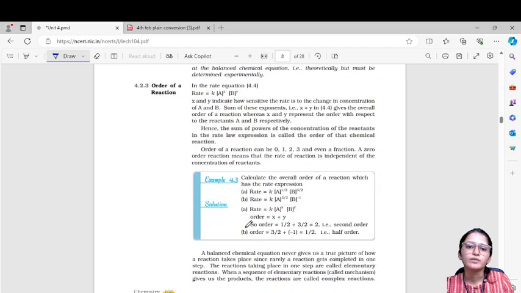Okay, so based on that we have one more term, that is order of a reaction, which is the exponents which we take in the rate law expression. So rate is equal to K, A raised to x, B raised to y. This is a rate law expression. Now in this, the x and y which we take, the sum of x and y is called the order of the reaction. So the sum of powers of the concentration of reactants in the rate law expression is called the order of that chemical reaction.